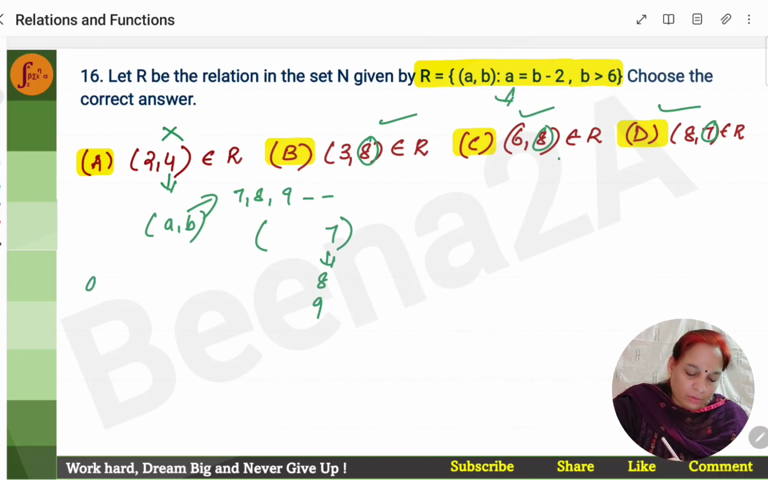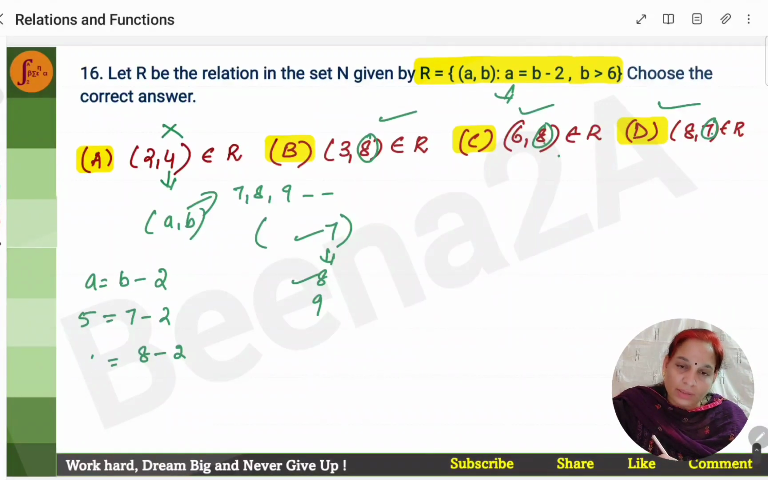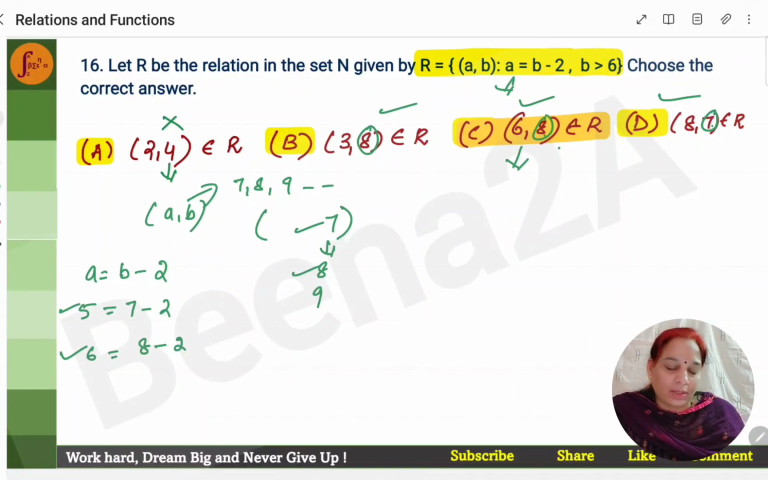a is equal to b minus 2. Now we have 7, 8 here. We have 2 combinations here. So if I take b as 7, I'll get a as 5. If I take b as 8, I'll get a as 6. So a should be either 5 or 6. I don't have 5. a is not 5 here. a is 6 here, right? So this is the only valid combination. So this is the answer: (6,8), option C. So with this, we've come to the end of this particular topic.